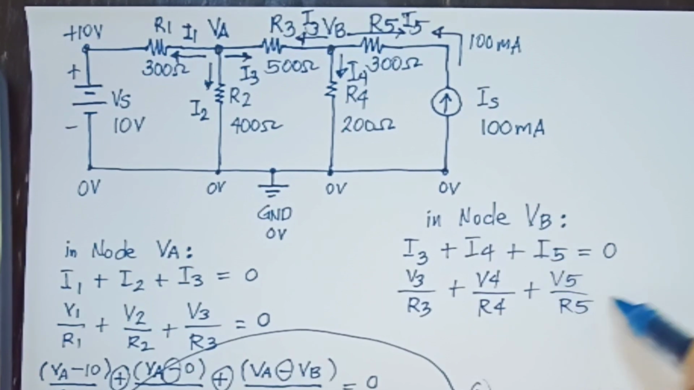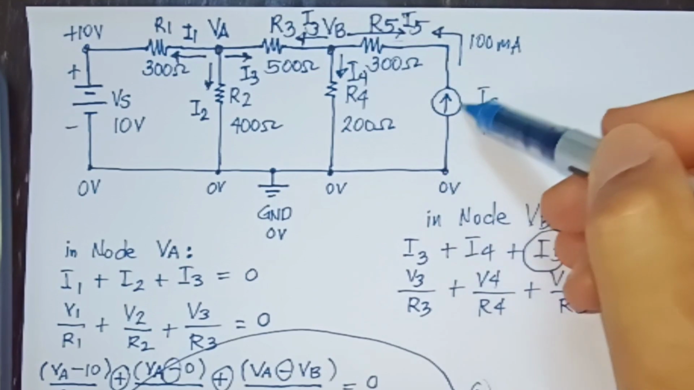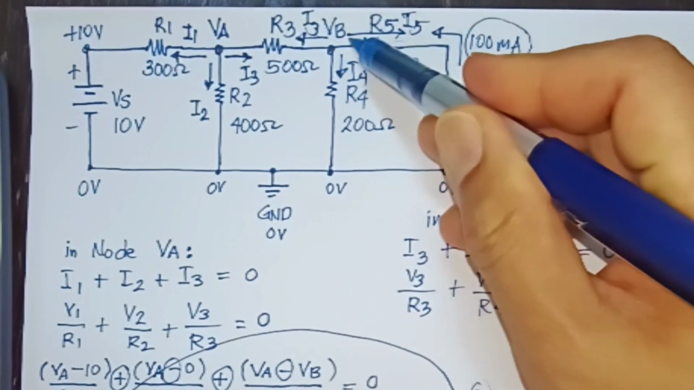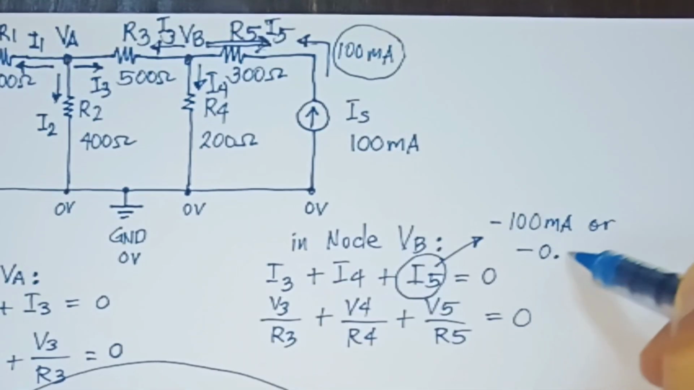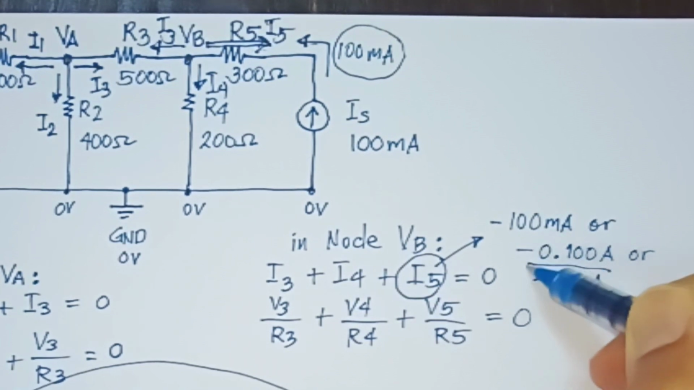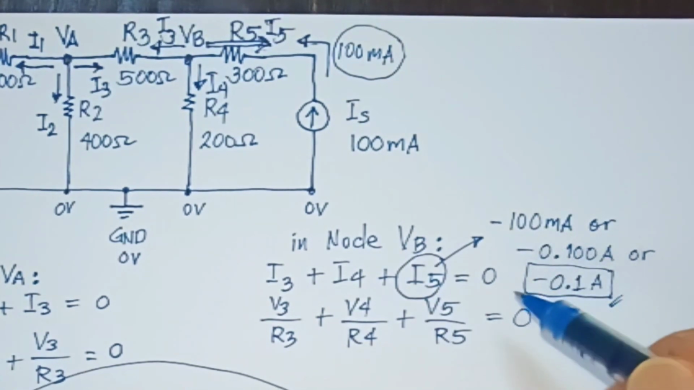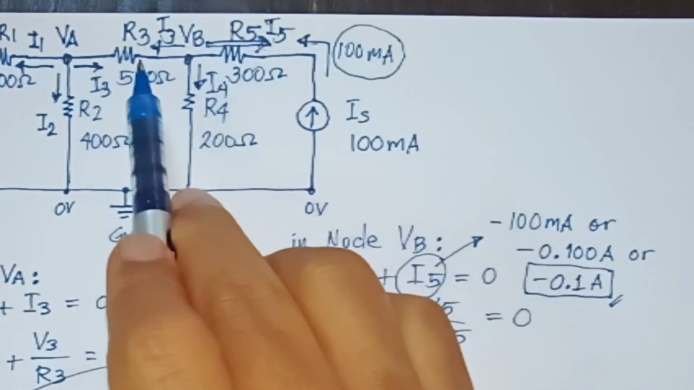But by the way, we already know the I5, right? So we don't need to divide V5 over R5, but the opposite direction will be there. So the 100 milliamperes going to the left, and we assume it to the right, will become negative 100 milliamperes. But we have to express this as an ampere, so that would be minus 0.1 ampere. That's our current source value, so no need to get the V5 over R5 because we already know I5.